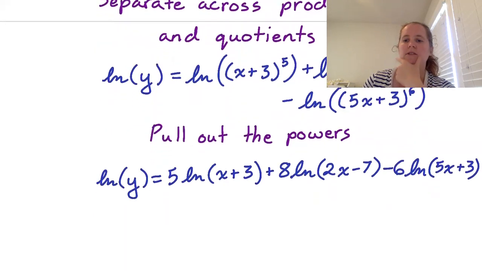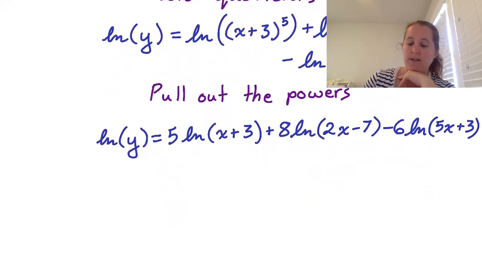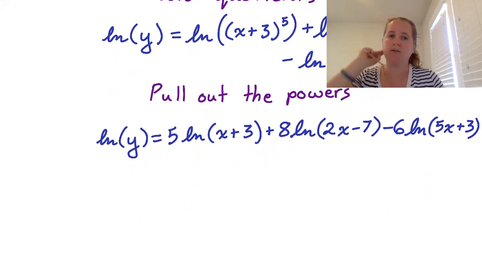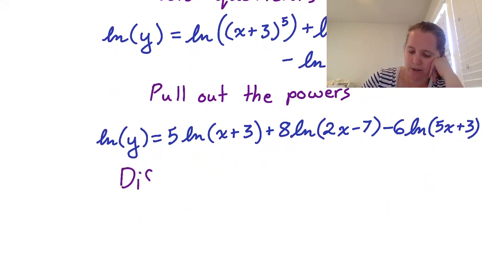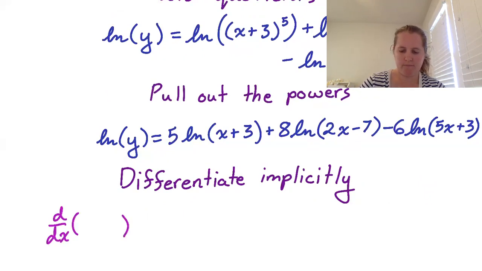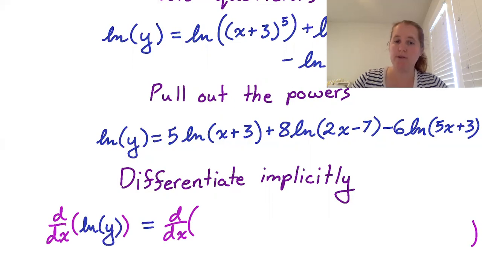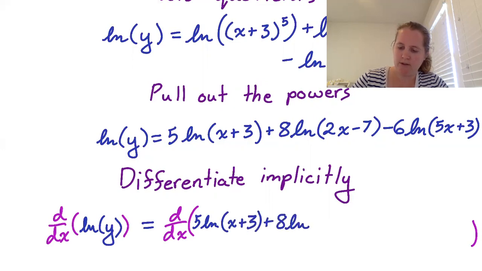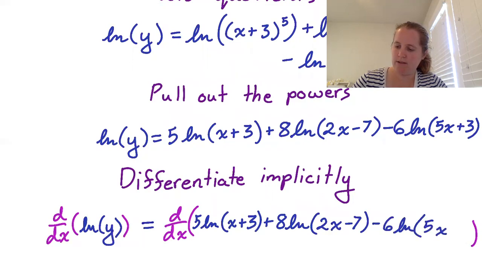At this point, we can go ahead and differentiate implicitly. We've done no differentiation yet. We've just been manipulating the original equation. So now let's differentiate implicitly. We'll take the derivative of both sides with respect to x. So we have the derivative with respect to x of natural log of y is equal to the derivative with respect to x of 5 natural log (x plus 3) plus 8 times the natural log of (2x minus 7) minus 6 times the natural log of (5x plus 3).